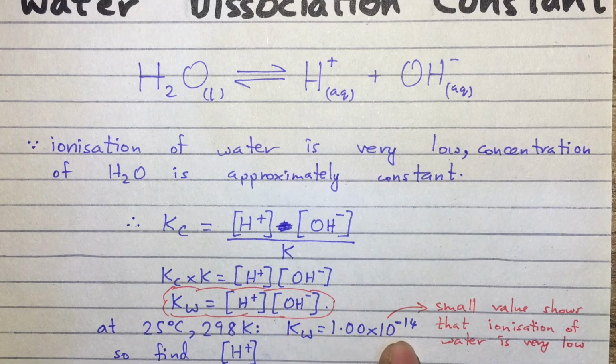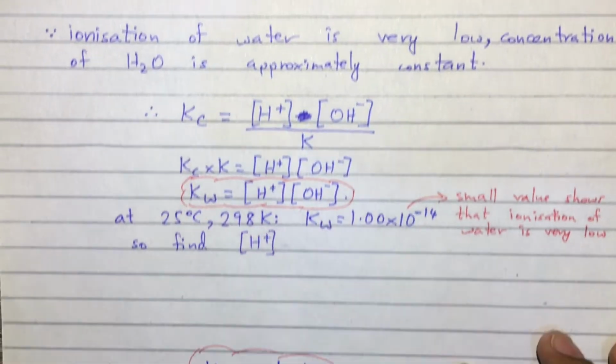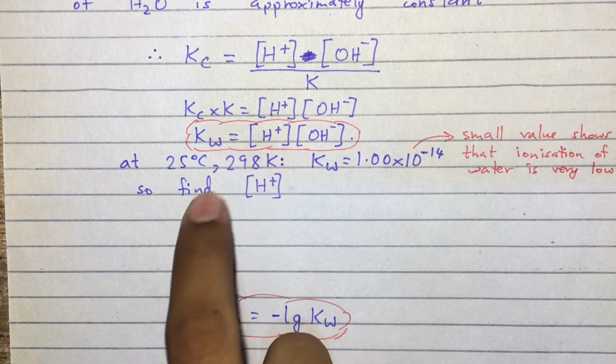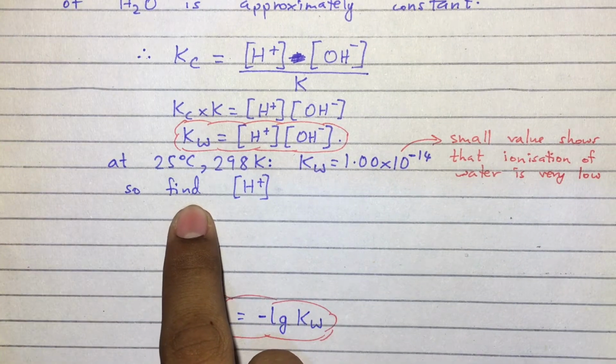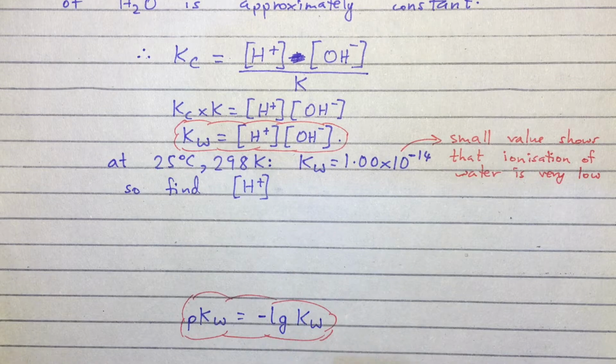So this is a very small value showing that very few products are formed. So water ionizes very little. Now, if you want to use this to find the concentration of hydrogen ions at 25 degrees Celsius and 298 Kelvin, how do we do that?